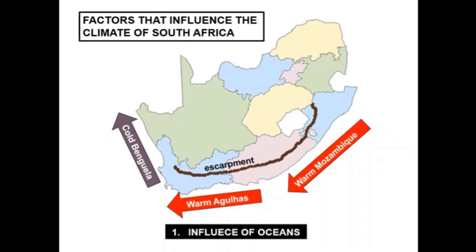And then that is the ocean. And then number two, so there we have warm, moist air from the east coast, and we have cool, dry air from the west coast.